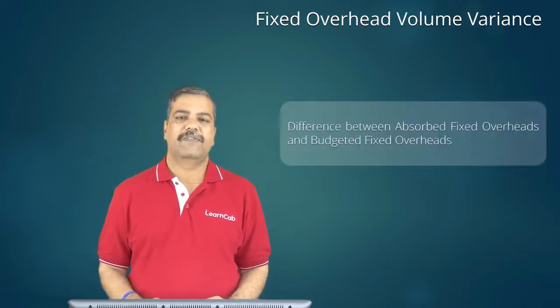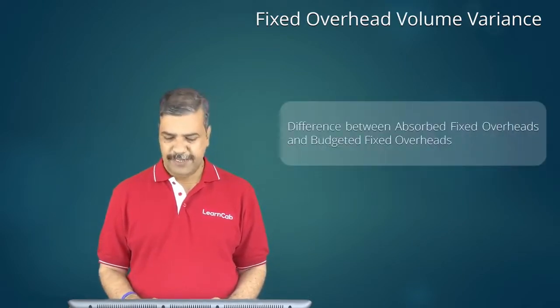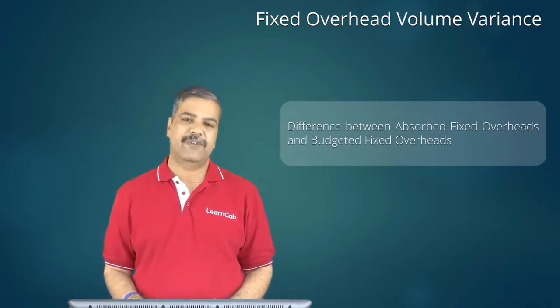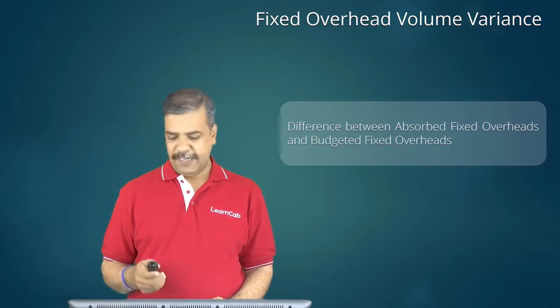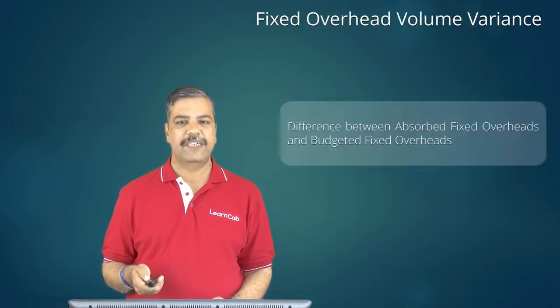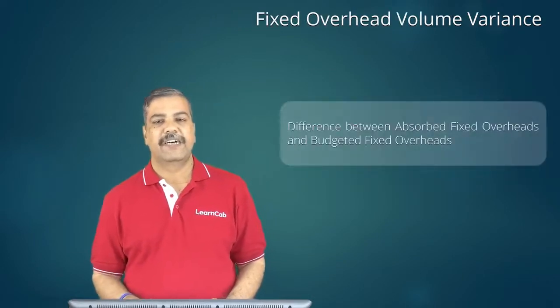Then volume, fixed overhead volume variance. It is the difference between absorbed fixed overheads and budgeted fixed overheads. So there you can see the difference here. It was budgeted fixed overhead minus actual fixed overheads. Here it is budgeted minus absorbed.